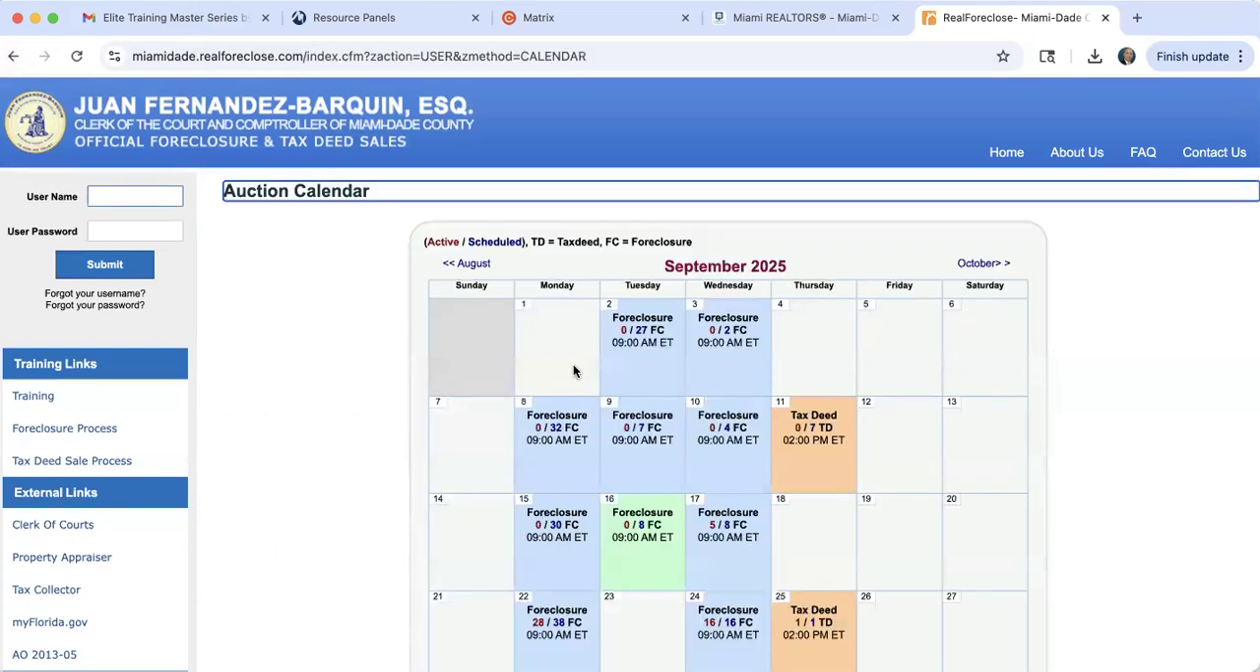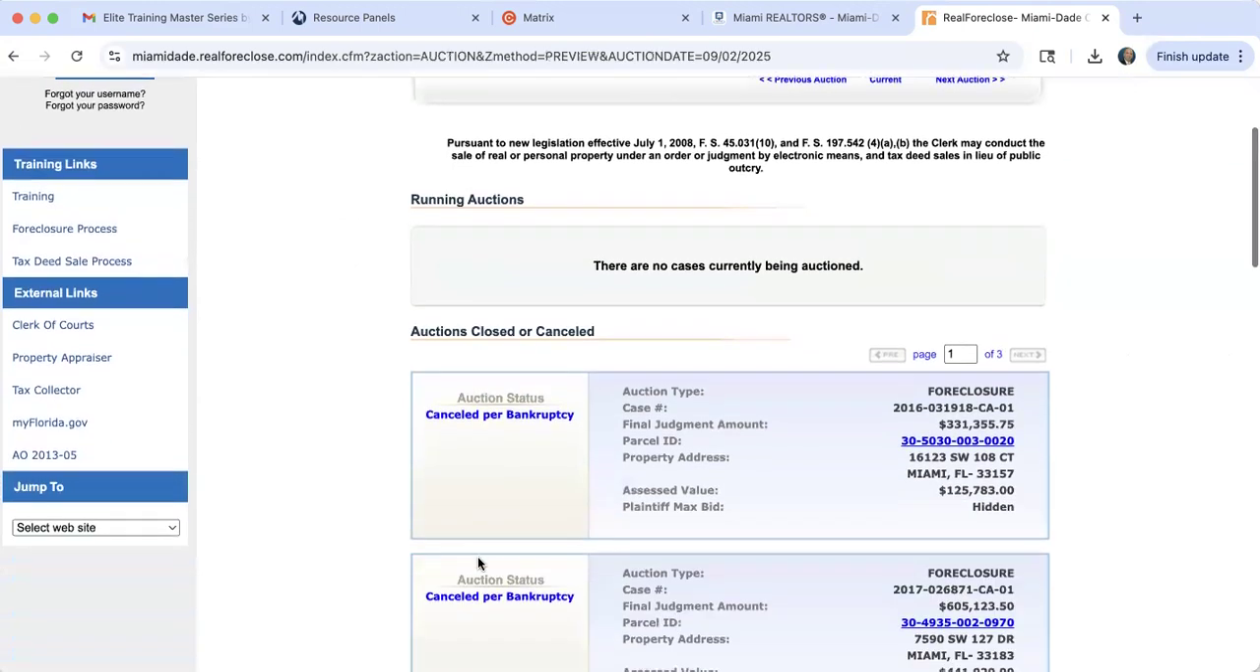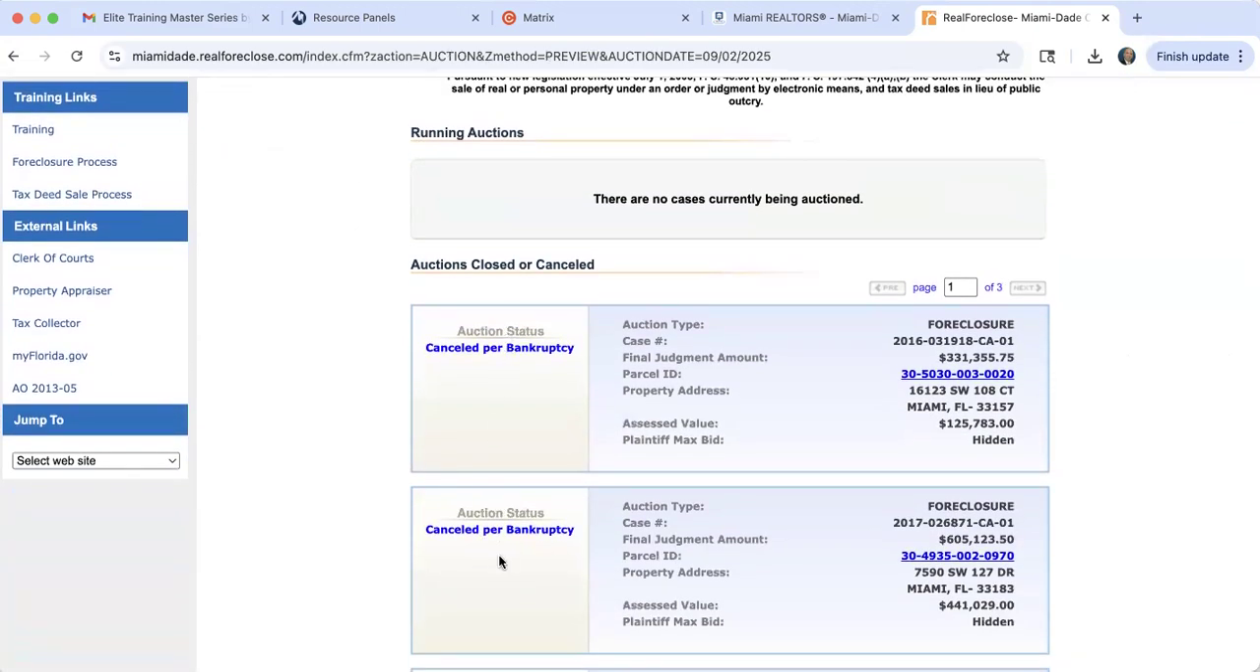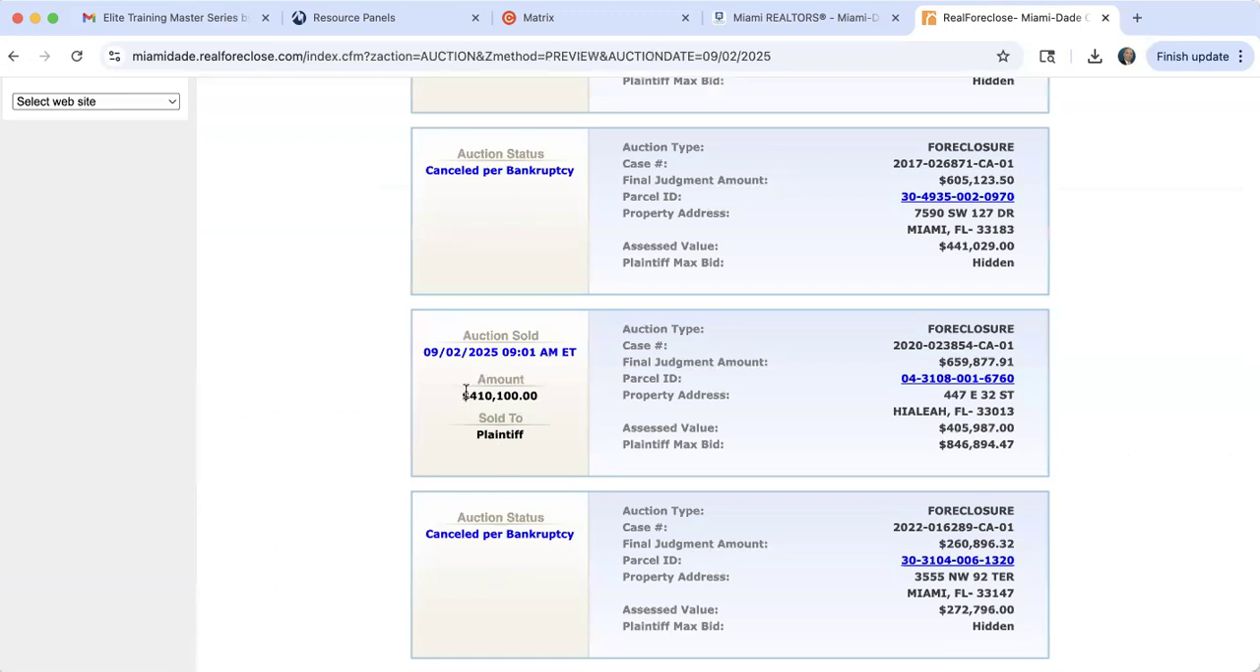If you guys want to see how this actually works, you are always invited to go to the auction calendar and study, let's say, September 2nd. Let's take a look at September 2nd, which already occurred. Look, canceled by bankruptcy. Look here. The plaintiff, which is the bank, took back the property for a total amount of $410,100. See, in increments. So the bank won the auction by $100 over the next person.